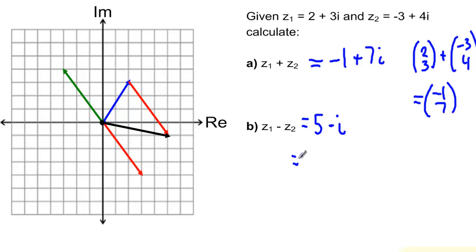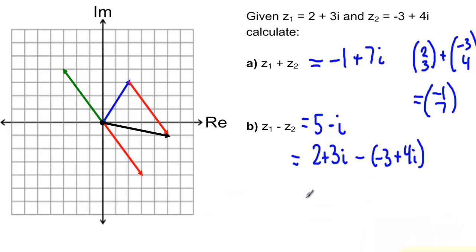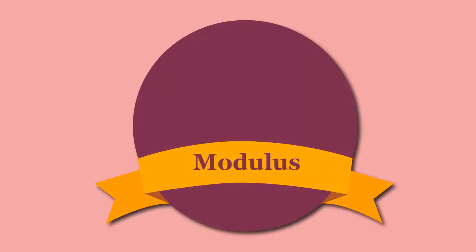Now how could we really do that? We could have 2 plus 3i minus negative 3 plus 4i. We're going to subtract, so we get 2 plus 3i plus 3 minus 4i, which works out to be 5 minus i. We could use the vector method as well, but what we're really doing is collecting the like terms. So in other words, we're collecting the real numbers and we're collecting the imaginary numbers.